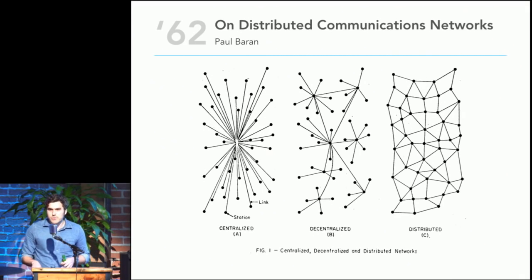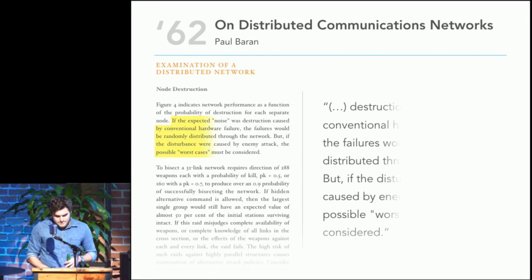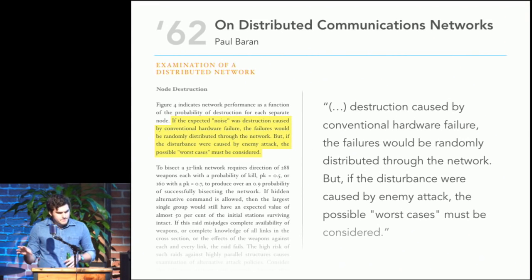You have a centralized topology which has an intrinsic single point of failure. You have a decentralized topology which has much nicer properties and was very similar to the telephone network we had at the time. And there's something inherently new that Barron is proposing, which is a distributed network. And one of the first conclusions is that the decentralized network actually works pretty well if you're assuming randomly distributed failures, right? But inherently, if your threat model assumes an actual enemy attack, then you have to do worst case design, right?